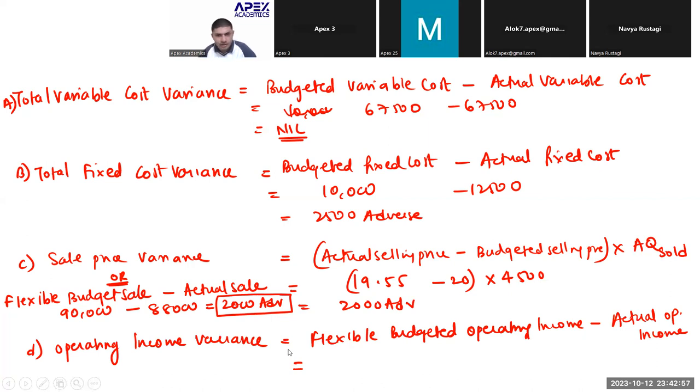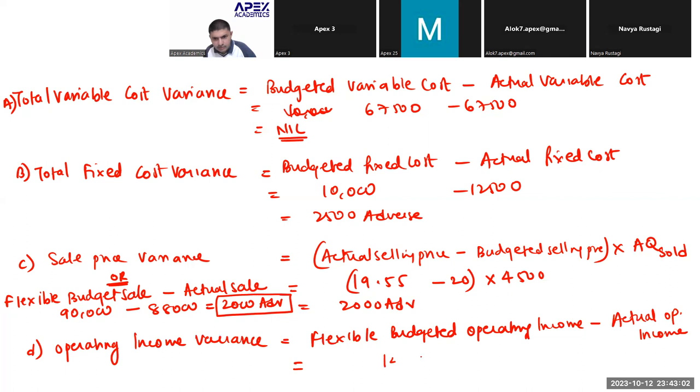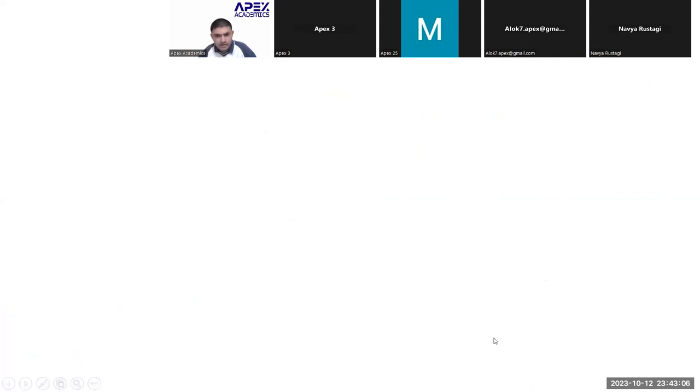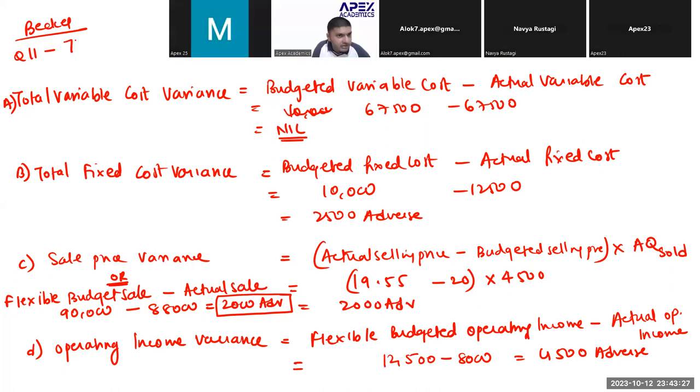What is the flexible budgeted operating income? 12,500. And this is how much? 8,000. So this will be how much? 4,500 adverse. And all of this I have done on the basis of Becker question 11, MCQ number 7716.